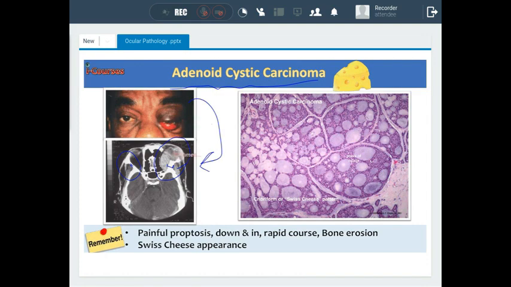A biopsy from the lesion will show the characteristic Swiss cheese pattern. You will find masses of cells, and these masses of cells have pools of mucin, corresponding to the pattern of Swiss cheese. This disease has a very poor prognosis and very high morbidity and mortality, and the treatment for this condition is by radiotherapy and chemotherapy.